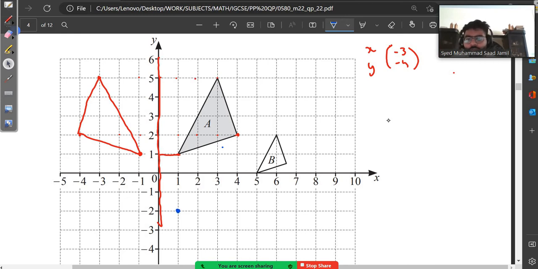Now come to this point. Let's go 3 places back. 1, 2, 3, and 4 places down. 1, 2, 3, 4. And then for this one, 3 places back. 1, 2, 3, and 4 places down. 1, 2, 3, 4. So hence you have constructed a translation of A.